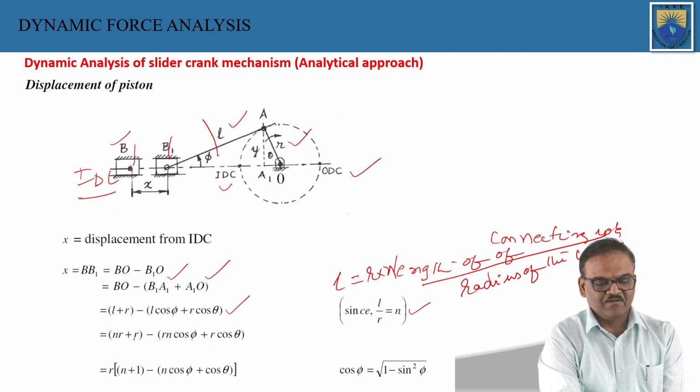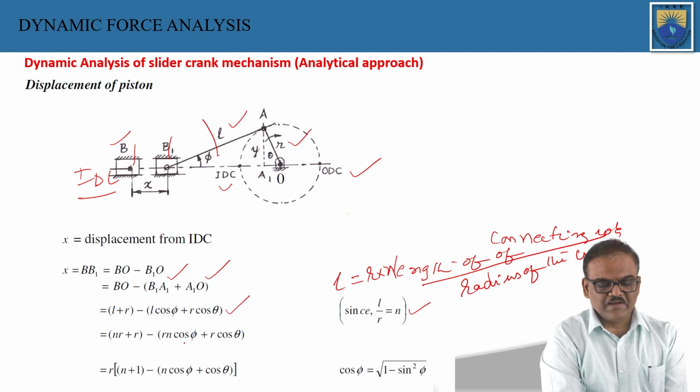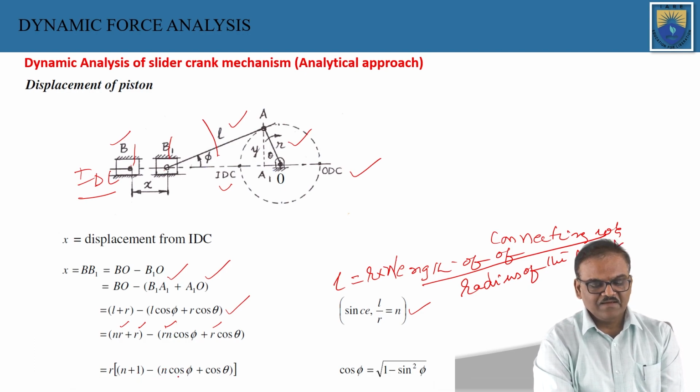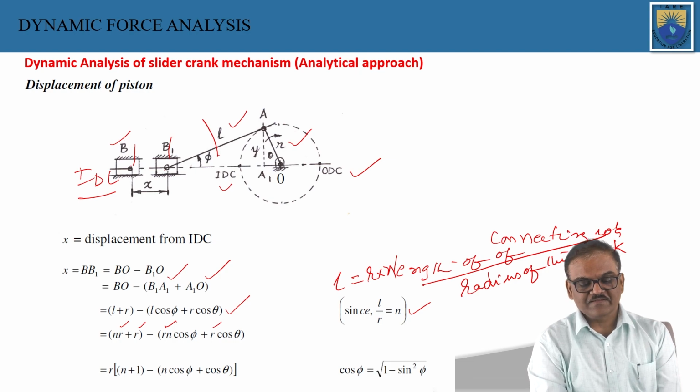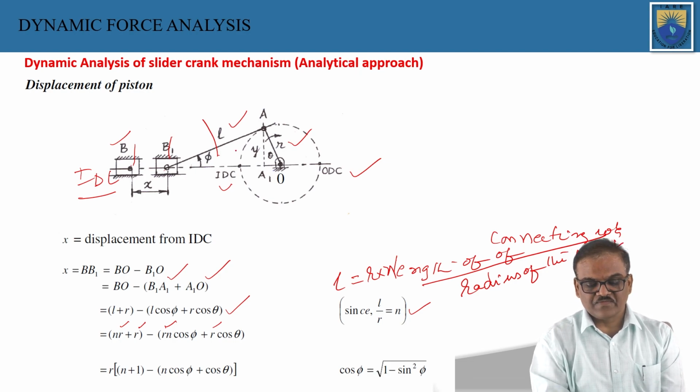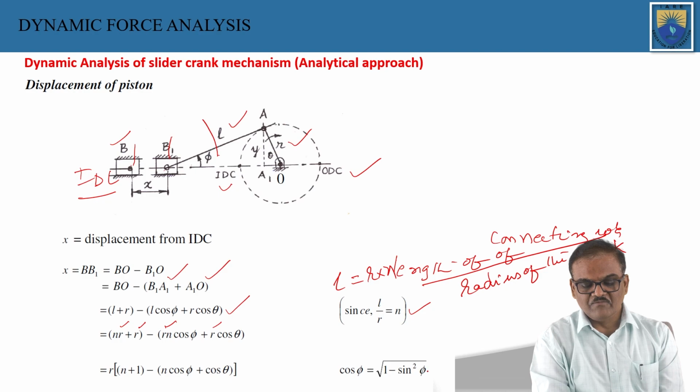x is equal to NR plus R minus Rn cos phi plus R cos theta. If you make an observation, R is common throughout. So, R into n plus 1 minus n cos phi plus cos theta. And cos phi can be written as under root 1 minus sin square phi.